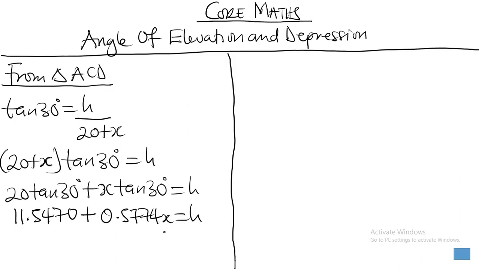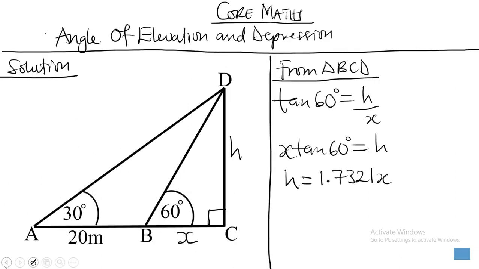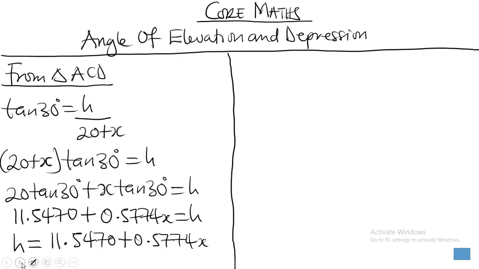Good. So this is what we have. So let's write this. H will be equal to 11.5470 plus 0.5774x. Good. So we now have our H to be 11.5470 plus 0.5774x. So we have gotten our two heights: one from triangle BCD and one from triangle ACD.